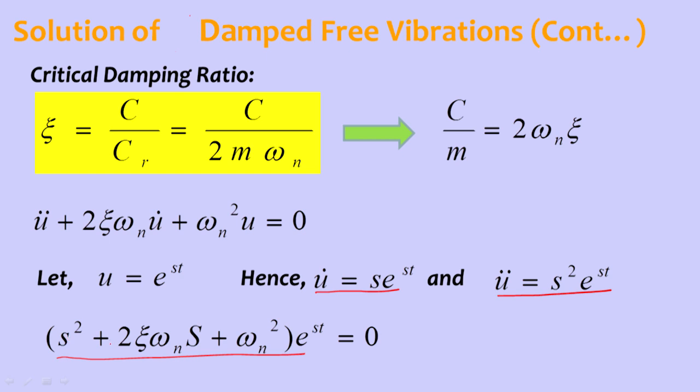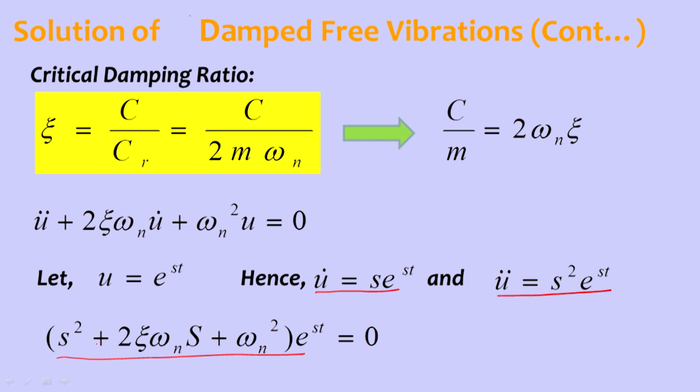s square plus 2 zeta omega n s plus omega n square, multiplied by e to the power of st, is equal to 0. So we can observe in this equation there are two things: one is the bracket term and the other is the e to the power of st term. For a non-trivial solution, this e to the power of st term cannot be 0, but for a trivial solution it can be 0. That means u is equal to 0, so there is no solution at all.